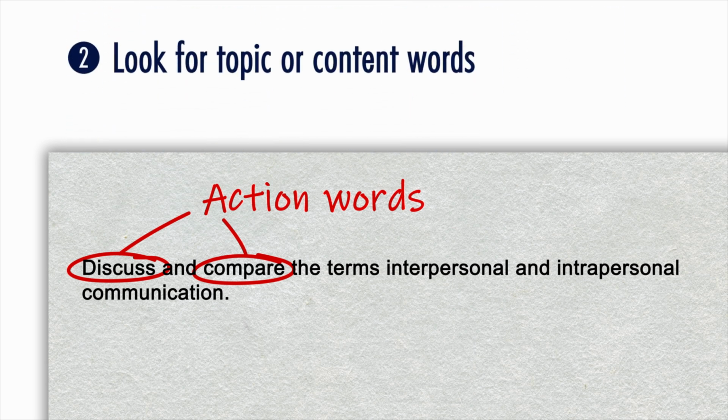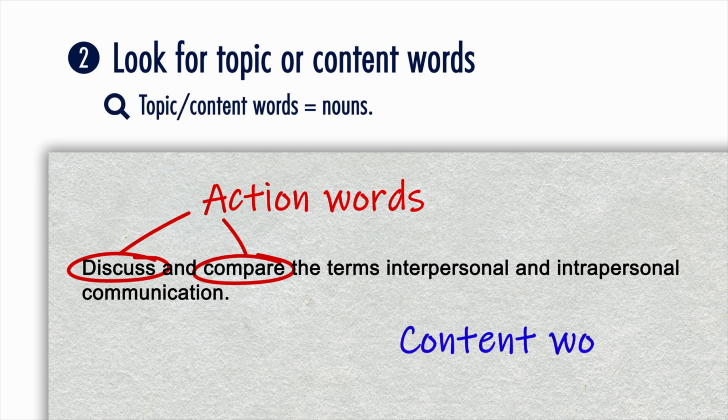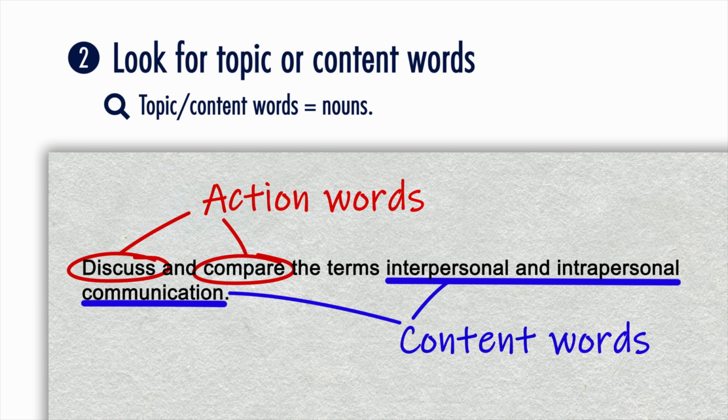Secondly, look for topic or content words, usually nouns. The content words are interpersonal and intrapersonal communication. These content words indicate the topic as a subsection of a larger theme, like communication, for example, and are also the keywords you will use in future information searches.